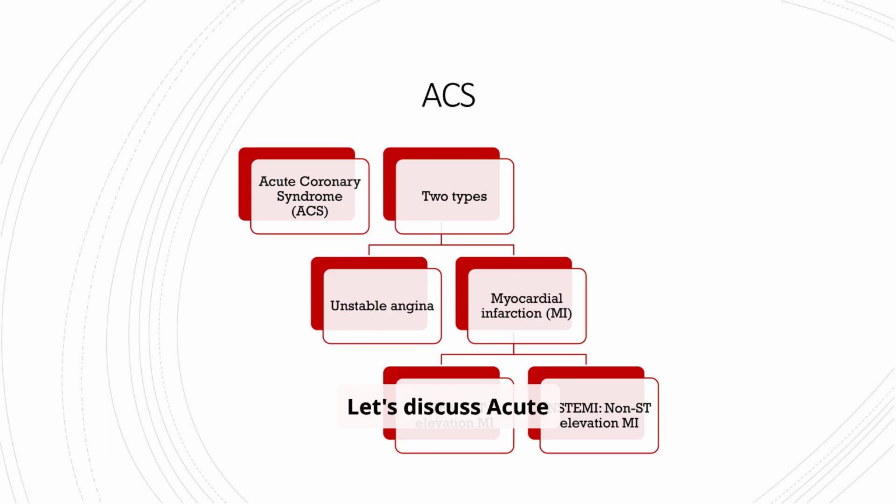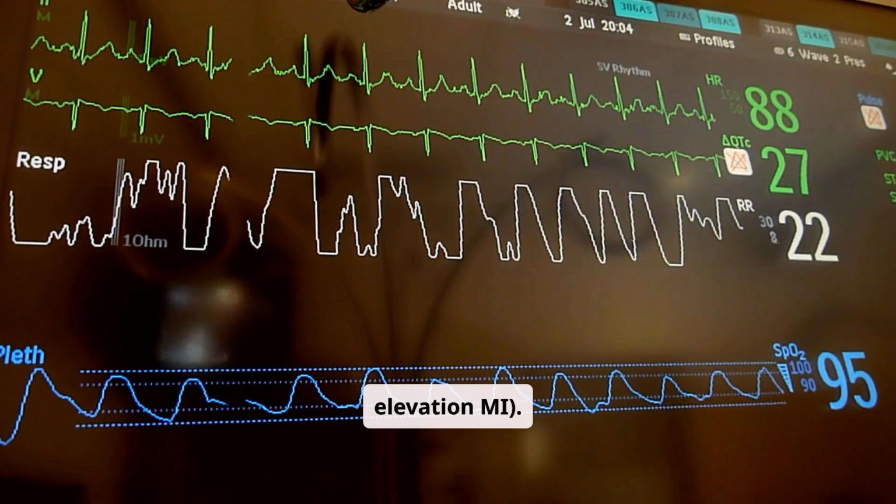Let's discuss acute coronary syndrome, ACS. ACS is broadly classified into unstable angina and myocardial infarction, MI. MI is further divided into STEMI, ST elevation MI, and NSTEMI, non-ST elevation MI.